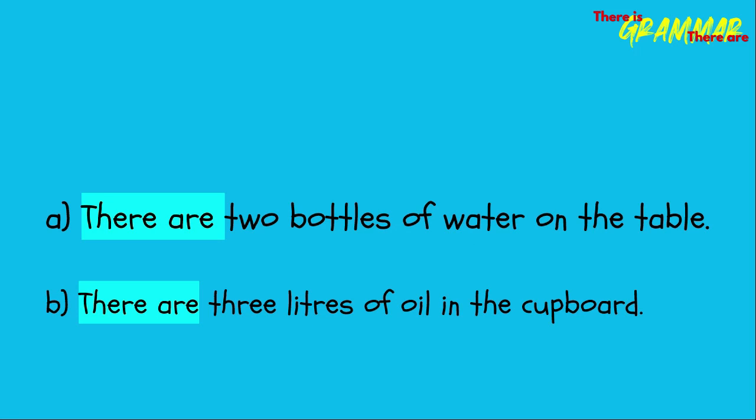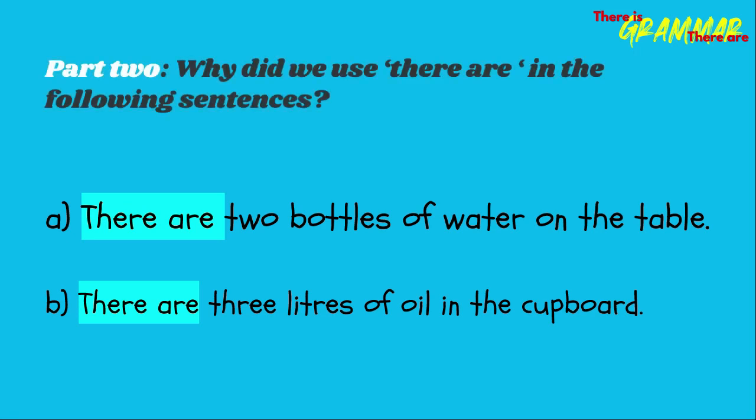A. There are 2 bottles of water on the table. B. There are 3 liters of oil in the cupboard. This is part 2. Why did we use there are in the following sentences? Why did we use there are for A? And why did we use there are for B? Please write your answers in the comments below.